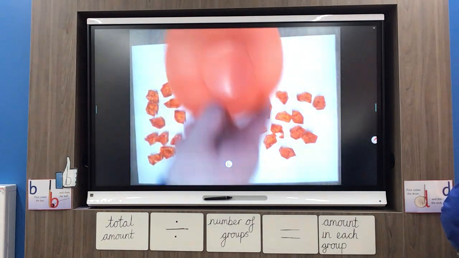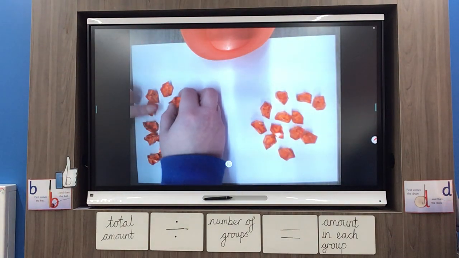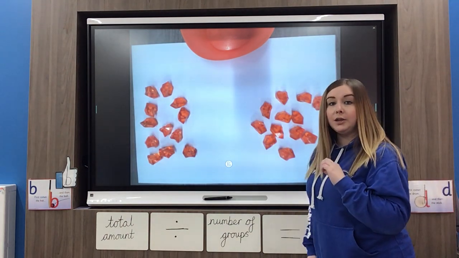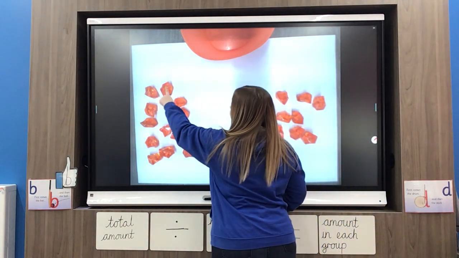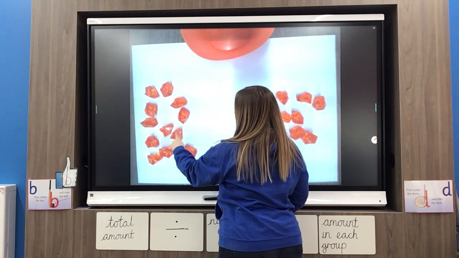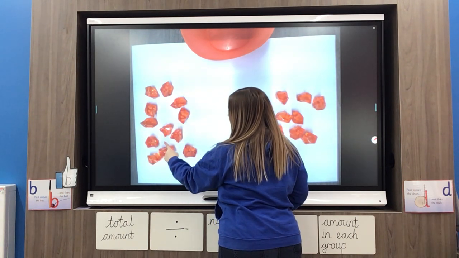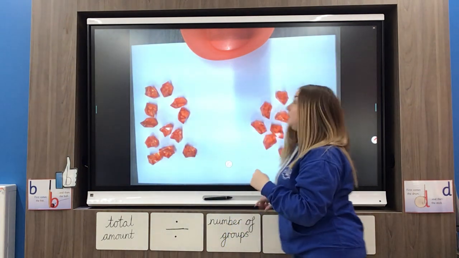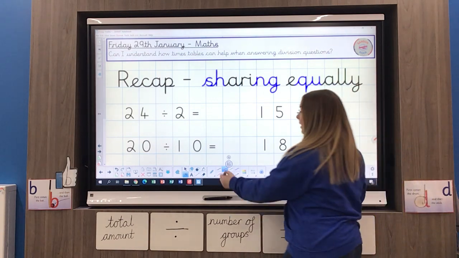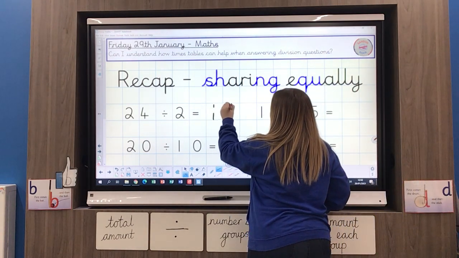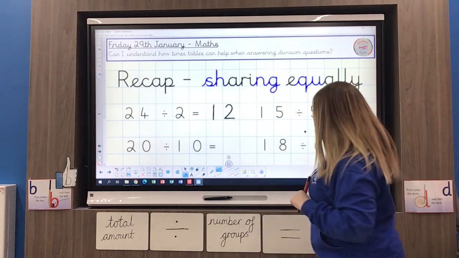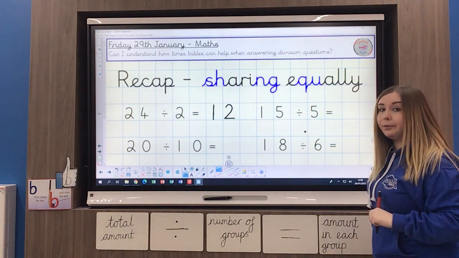Okay, so I've run out of gems now in my beaker. So the answer is going to be the number of gems in the group. So let's have a count together. I want to hear you counting along at home. 1, 2, 3, 4, 5, 6, 7, 8, 9, 10, 11, 12. So 24 divided by 2 equals 12. Okay, because we've got 12 in each group.